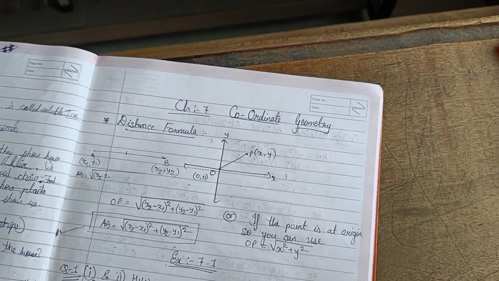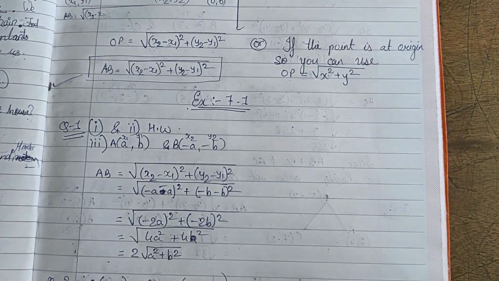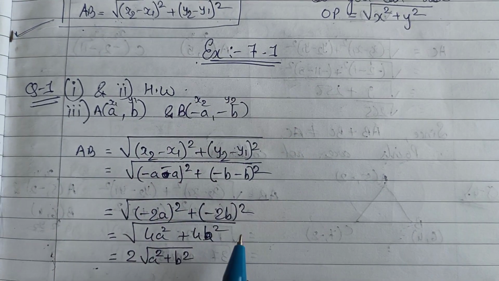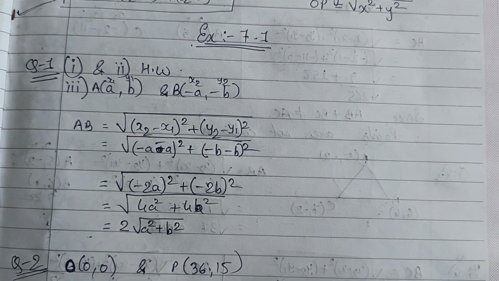Now starting with exercise 7.1. 7.1 is based on the distance formula. So in exercise 7.1, question number 1 and question number 2 are really simple, so I am giving them to you as homework that you can do.